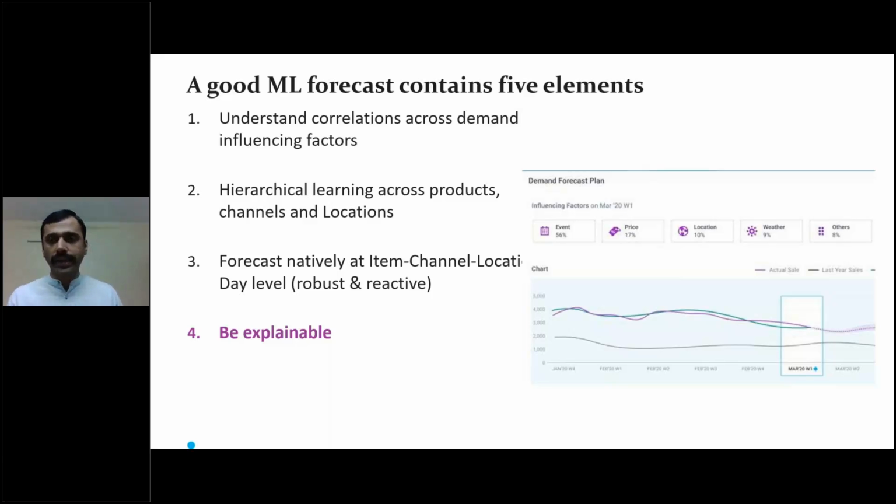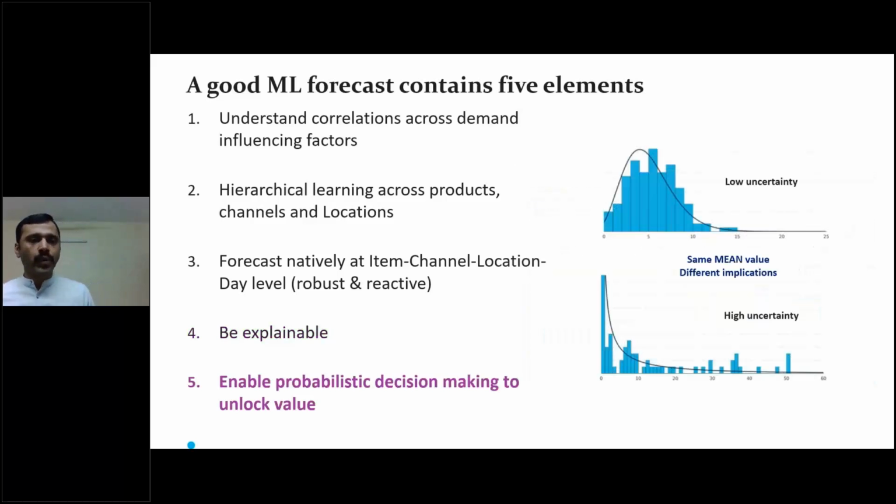And as you see here on a screenshot, for example, I see a future forecast. Is it primarily getting influenced by the event or the price or weather, or what really is influencing my future forecast? And the fifth is what we have also been discussing in the past, or even earlier in the day, around the whole probabilistic forecasting.